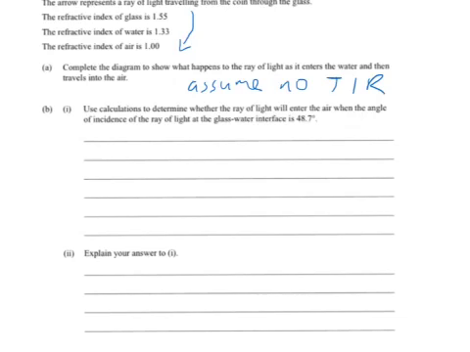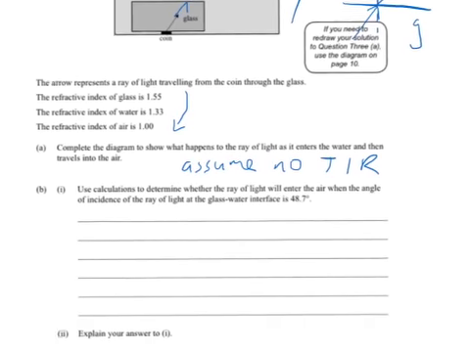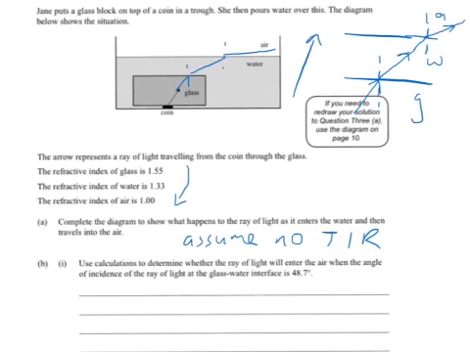B. Use calculations to determine whether the ray of light will enter the air when the angle of incidence of the ray of light in the glass-water interface is 48.7 degrees. Okay, so that could be a little bit confusing. Let's just sketch on our diagram what we're dealing with here.